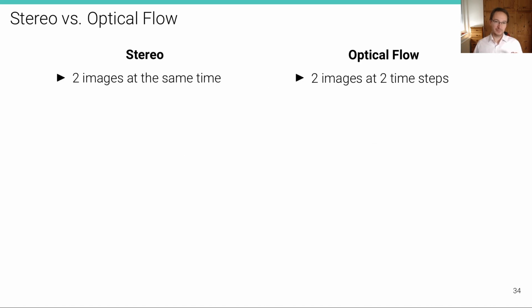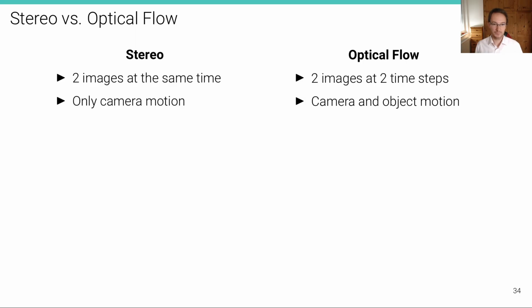Optical flow, of course, has a relationship to stereo. Both are 2D estimation problems, but the crucial difference is that in stereo we take two images at the same time, or equivalently we take two images of a static scene. And in optical flow, we don't make such assumptions. These two images are taken at two time steps without any restrictions on the scene. So in stereo, we only have camera motion, while in optical flow, we have camera and object motion.